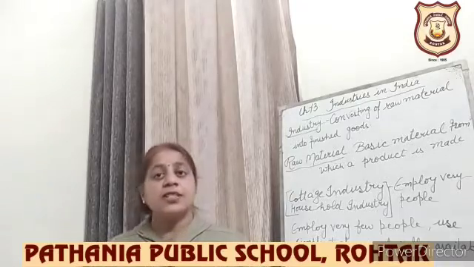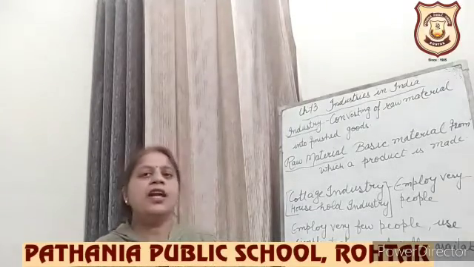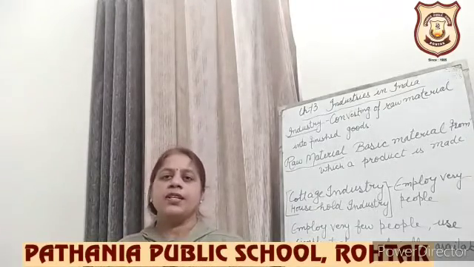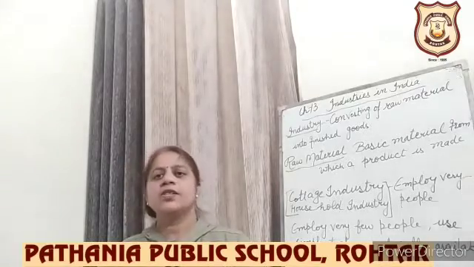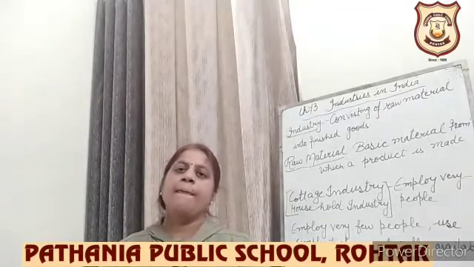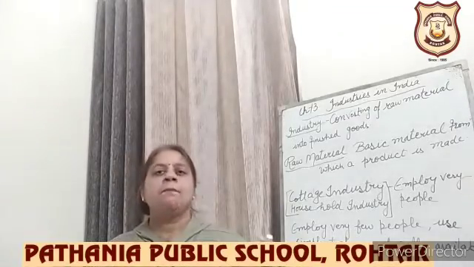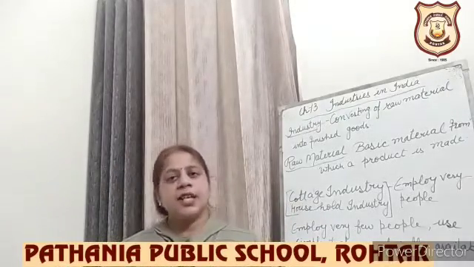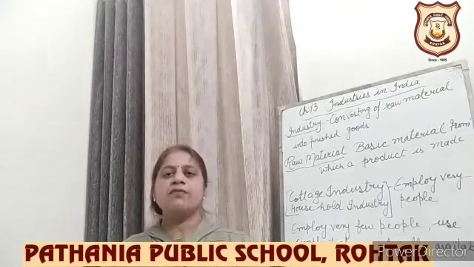So, what is an industry? Converting of raw material into finished goods. That is called an industry. So what is raw material? Basic material, or you can say natural material. Basic material from which a product is made. जिससे एक product बनता है. That is raw material. And what are finished goods?